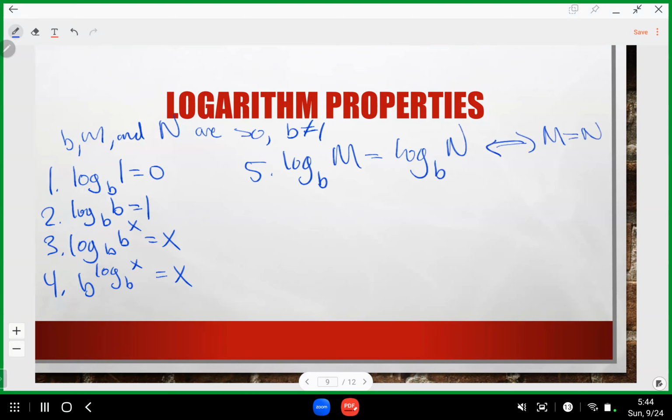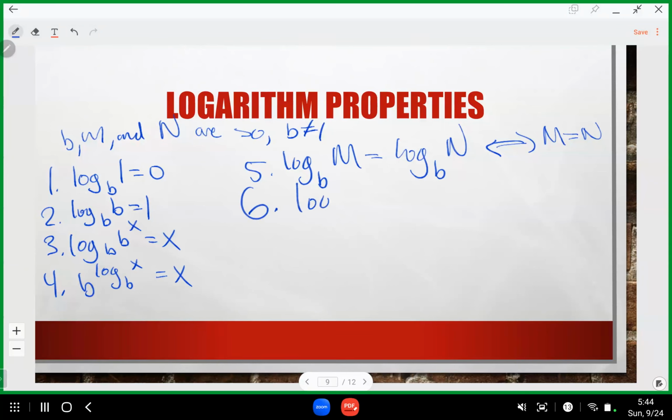So if you ever get log of 2 is equal to, for example, log of x, then 2 is equal to x, right? So you can set them equal like that. And similarly, log base b, actually, no, not similarly. We're going to start another whole different thing here.